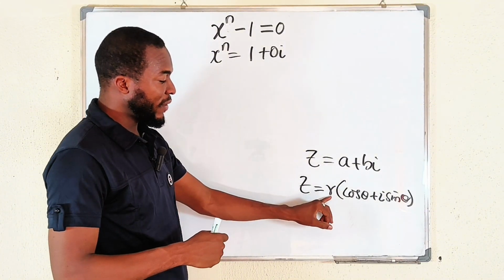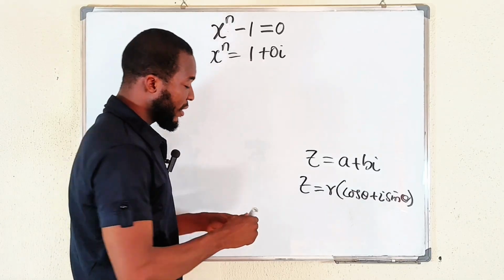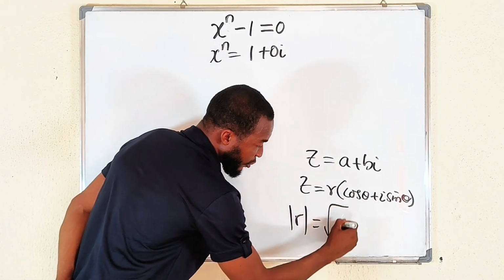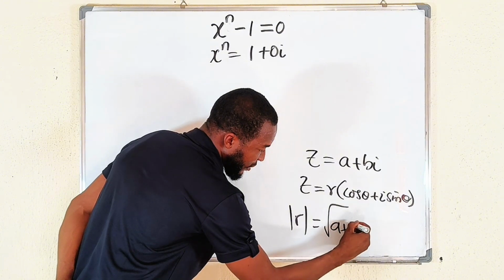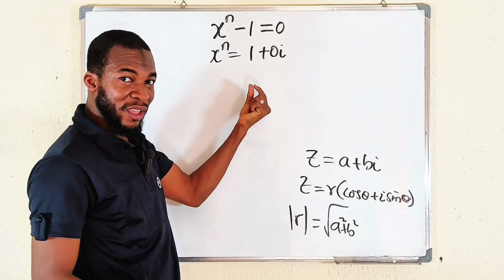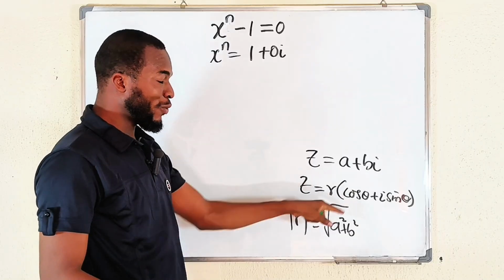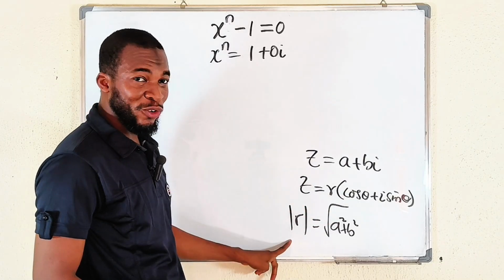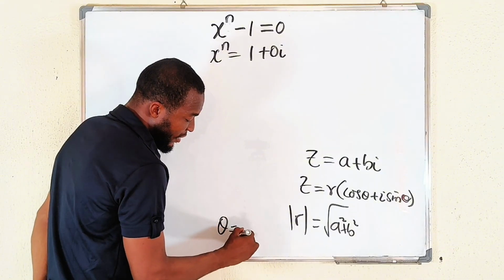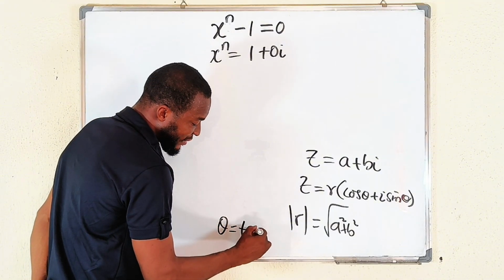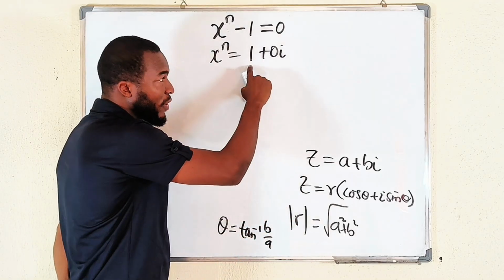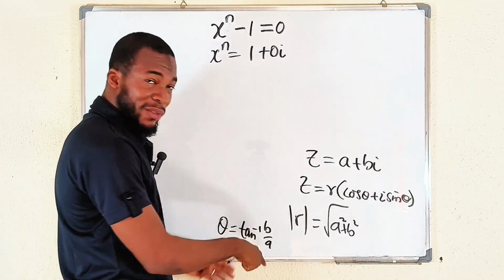So if you want to find the modulus, r is equal to the square root of what? a squared plus b squared, which implies what? 1 squared plus 0 squared inside the square root, which is 1. Square root of 1 is 1. So you can see that r is equal to 1. If you are looking for theta, it is equal to what? Tan inverse of b divided by a. b is 0, a is 1. And that will give you 0.